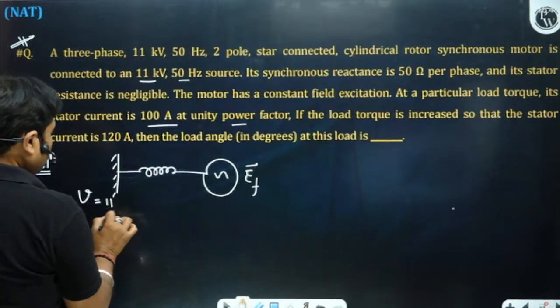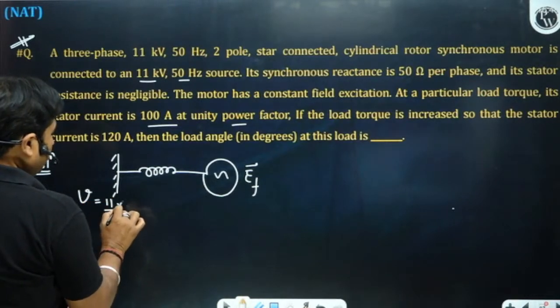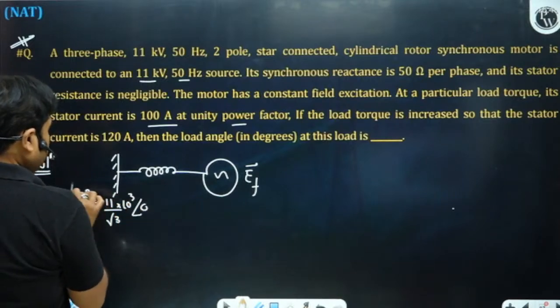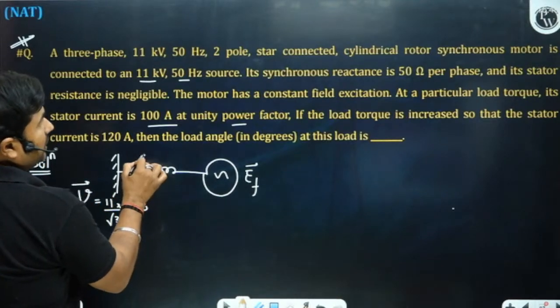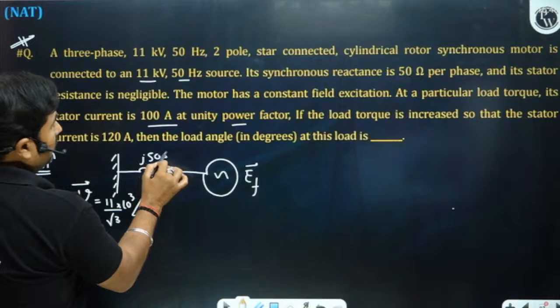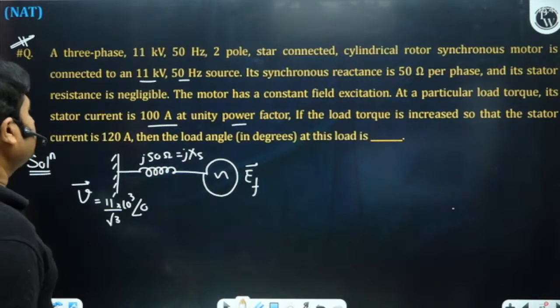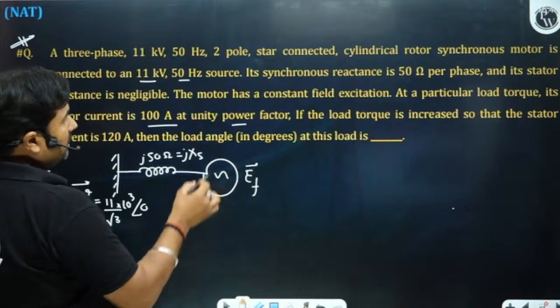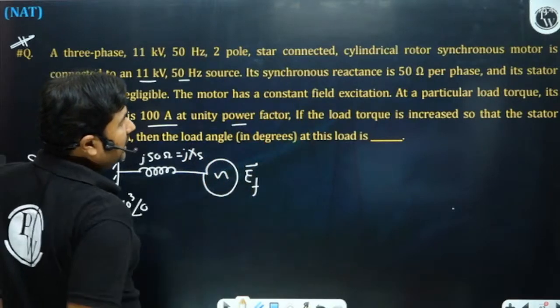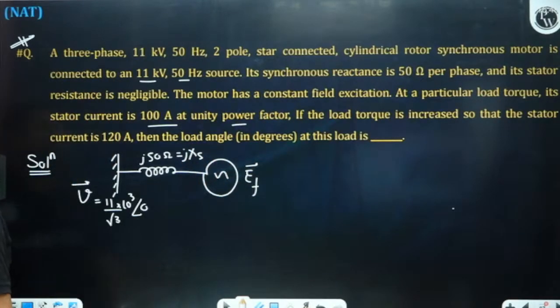So 11 kV, you can take it as a reference per phase voltage. Synchronous reactance of 50 ohm, so we know about jXs, and armature resistance is negligible. The motor has a constant field excitation. At a particular load torque, its stator current is 100 ampere at unity power factor.